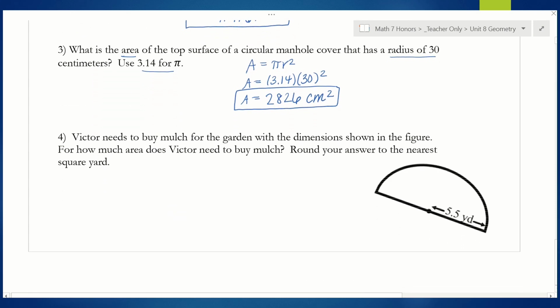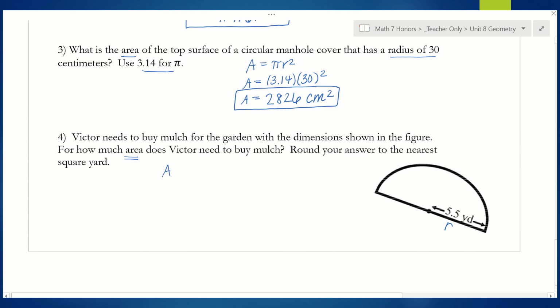Okay, last one. Victor needs to buy mulch for the garden with the dimensions shown in the figure. For how much area does Victor need to buy mulch? Round your answer to the nearest square yard. Okay, so if you look at the picture we have here, it's not a full circle. It's a half of a circle. So let's kind of go back. We know that we're finding the area. We know from the picture that the radius is 5.5 yards.